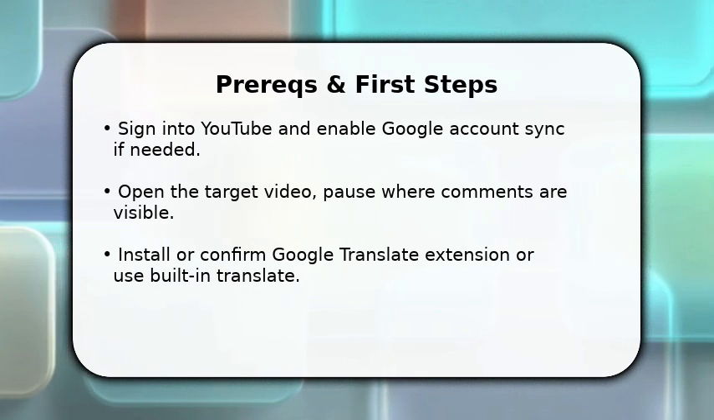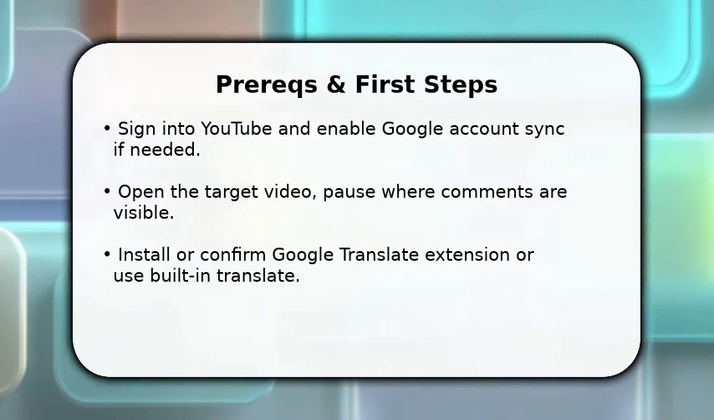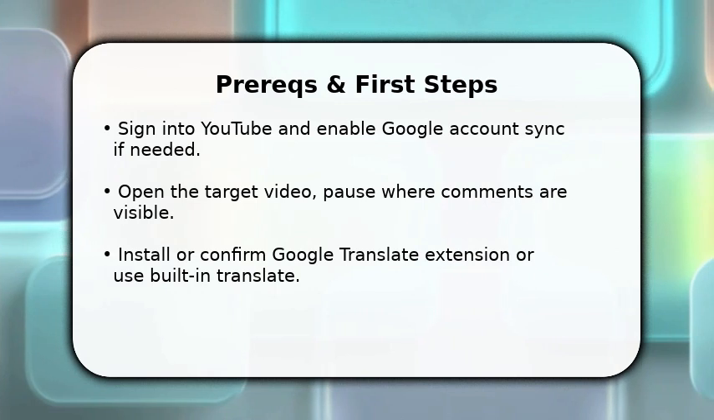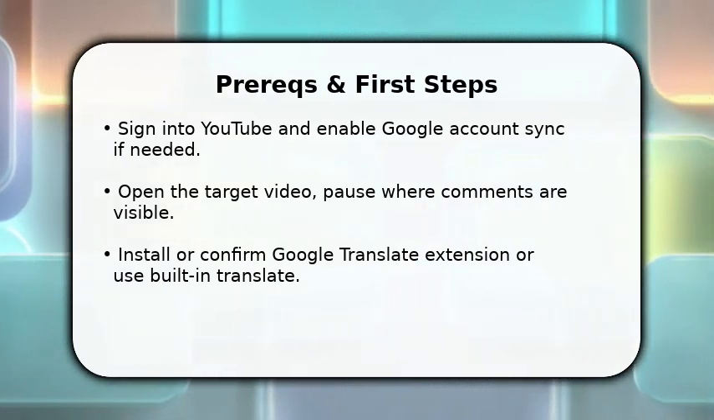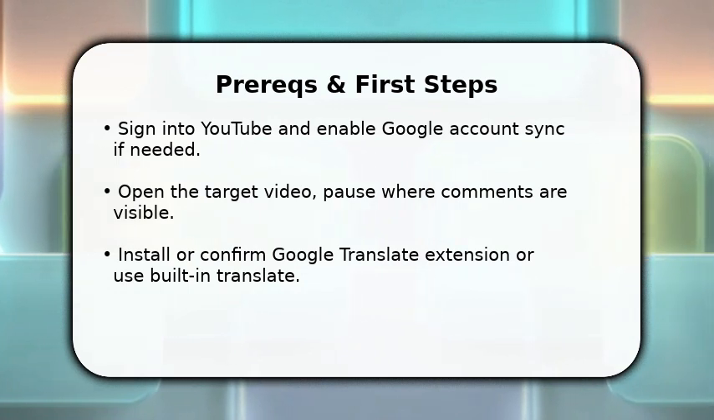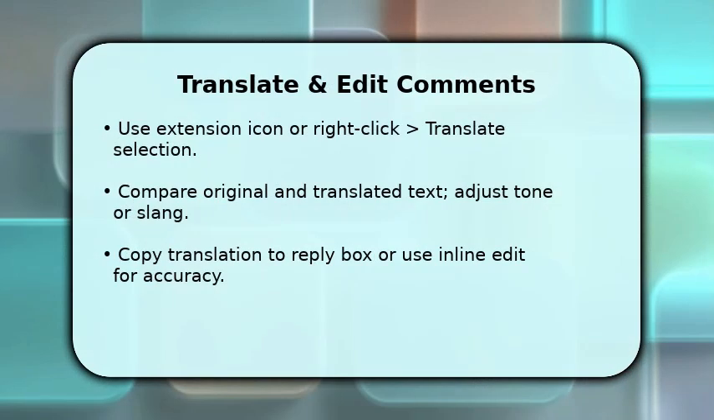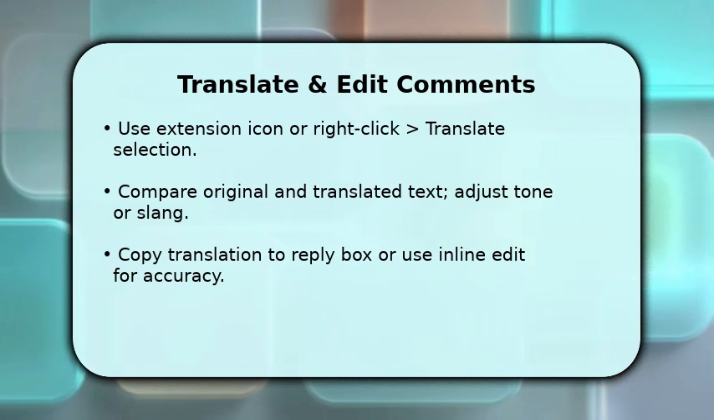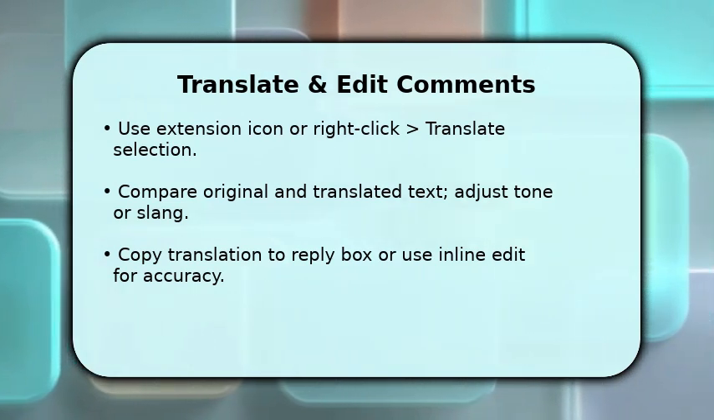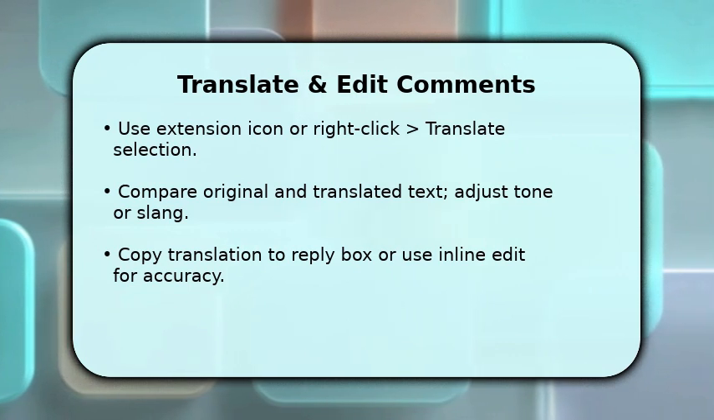in Chrome. Now pick a comment you want to translate and click the Options menu or highlight text. That first action triggers the translation workflow and prepares you for the next steps. Once you've highlighted or opened the comment options, use the Translate extension or right-click Translate command to generate the target language. Read both original and translated versions.